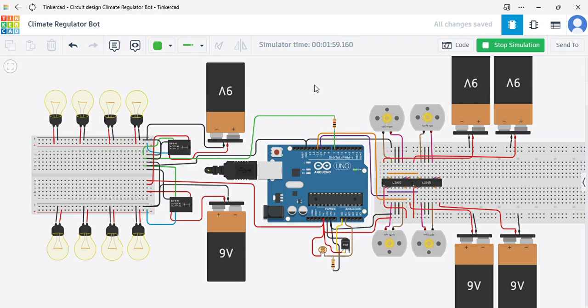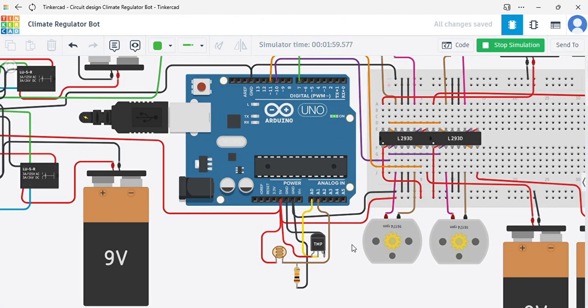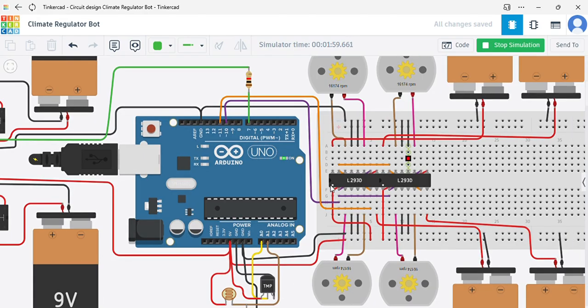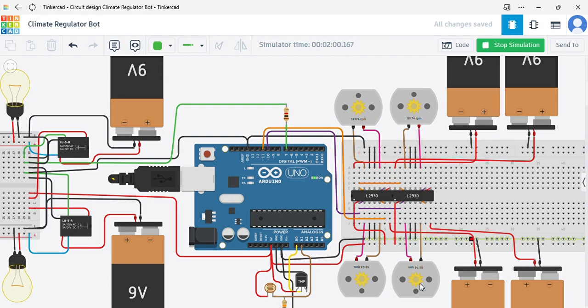So here we have the climate regulator bot. It's got 4 DC fan motors over here and 8 grow lights, which the system controls. The motors over here are controlled by 2 motor drivers. All the control circuits are combined, so you only have 2 wires controlling all 4 circuits. They're powered by 4 9-volt batteries over here.